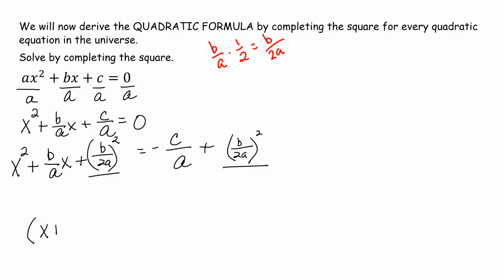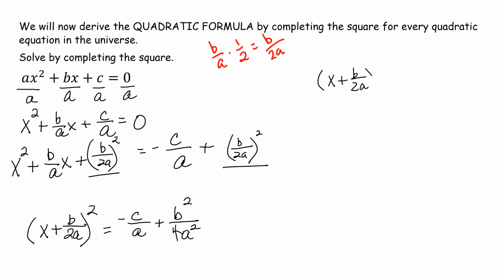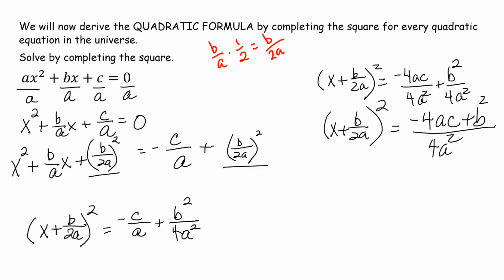And if you do that, you are going to have x plus half the x coefficient quantity squared is equal to negative c over a plus b squared over 4a squared. Now, you're going to add the right side together. You're going to get a common denominator and add that up. So you'll have x plus b over 2a squared is equal to negative 4ac over 4a squared plus b squared over 4a squared. And now I've got a common denominator on that right side. I can add it up, and I'm going to rewrite it this way.